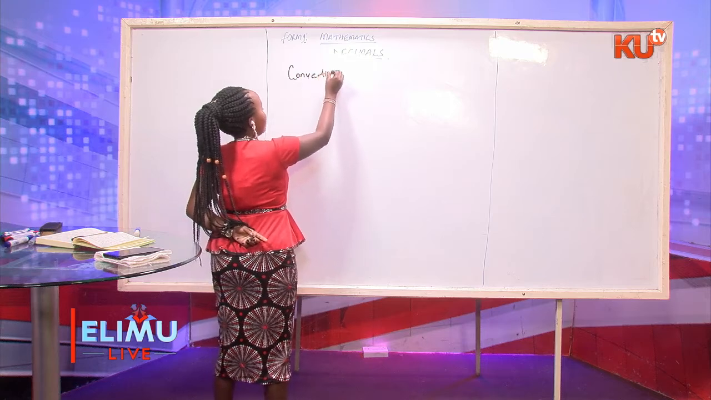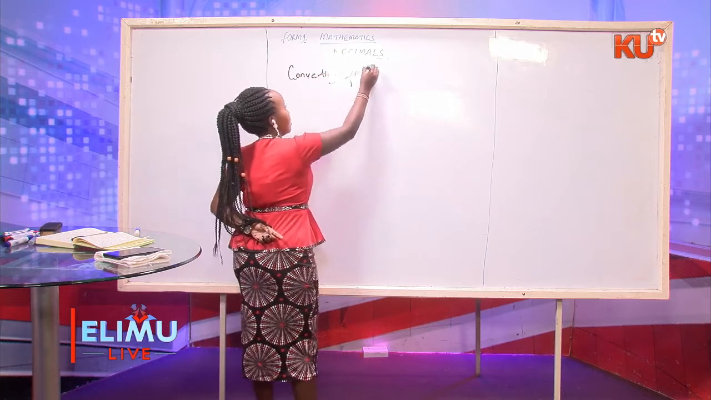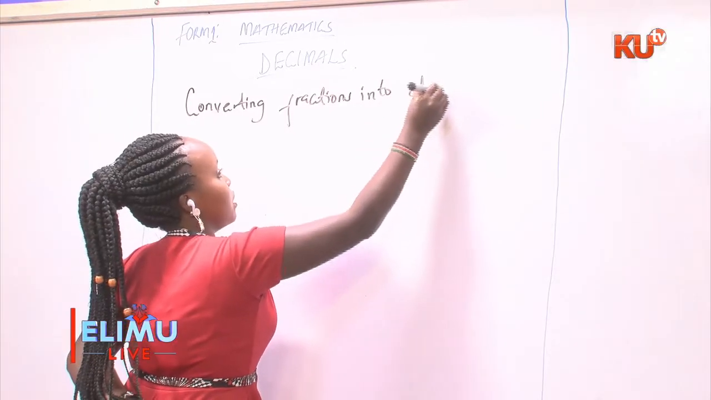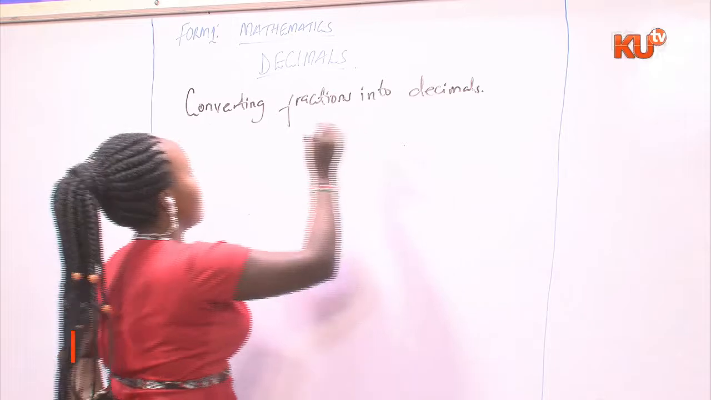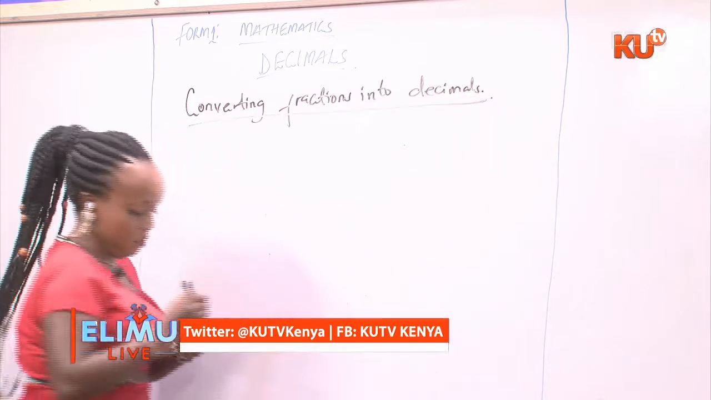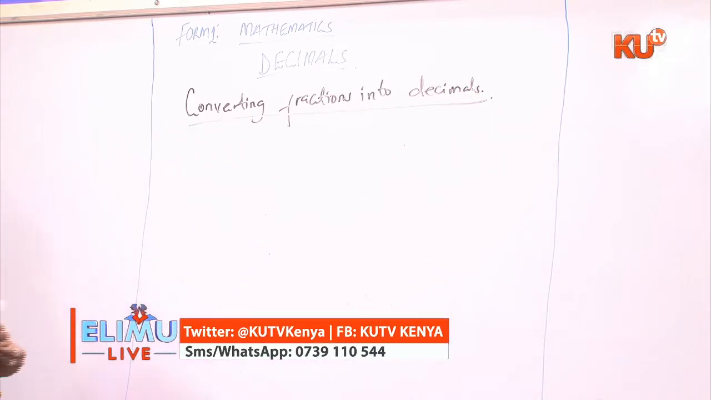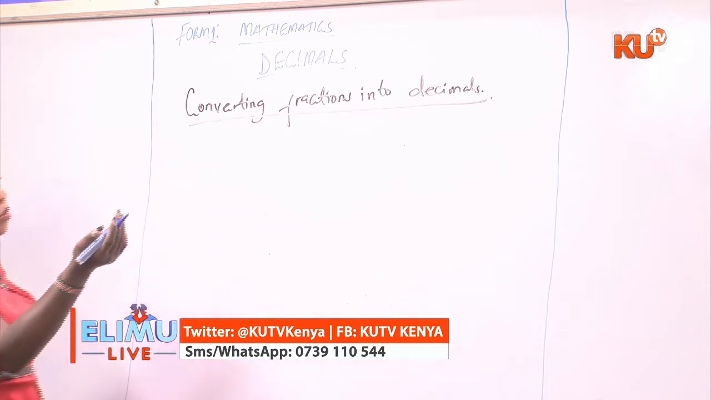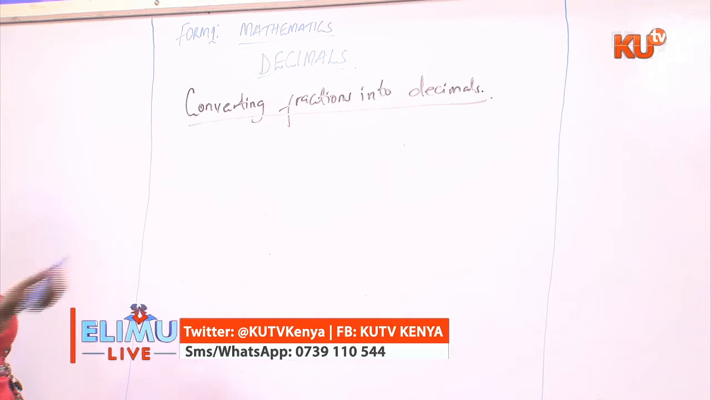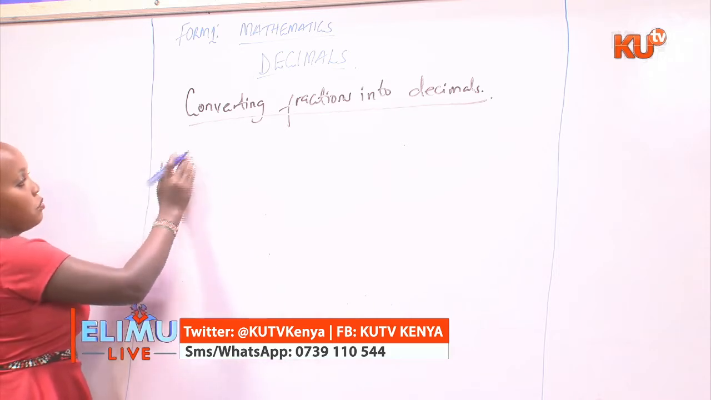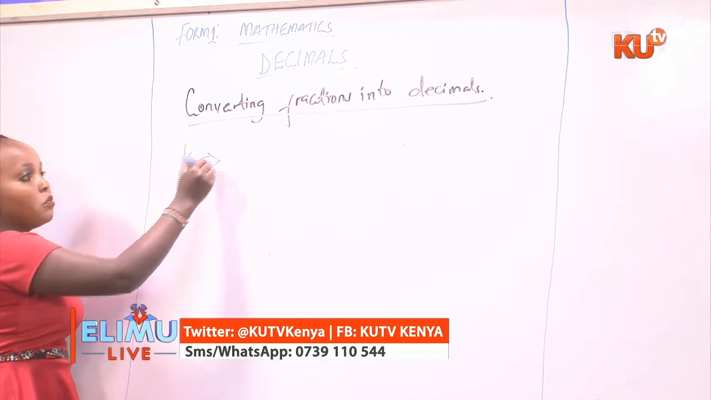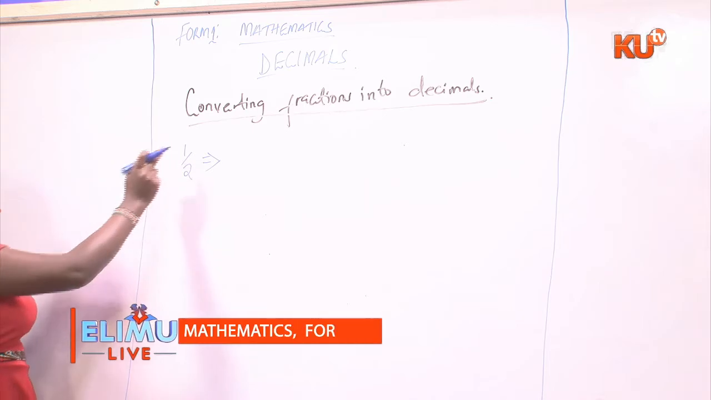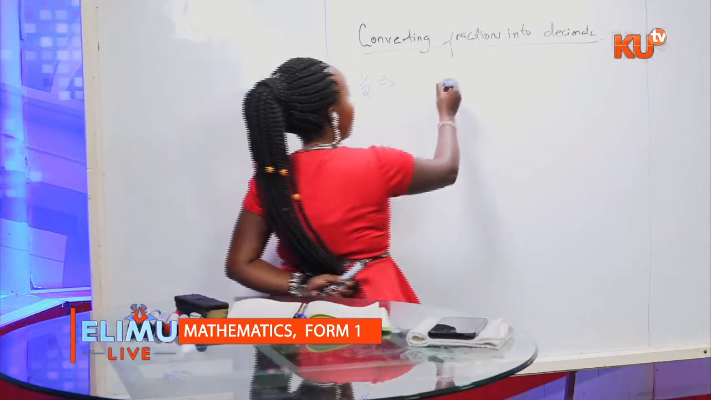Converting fractions into decimals. Let us start with simpler examples. So for example, you can be told to convert the following fractions into decimals, and our first fraction, let us say, be it maybe a half. So when converting fractions into decimals, you first of all have to take the numerator and divide it by the denominator. So here we're going to use the long method.